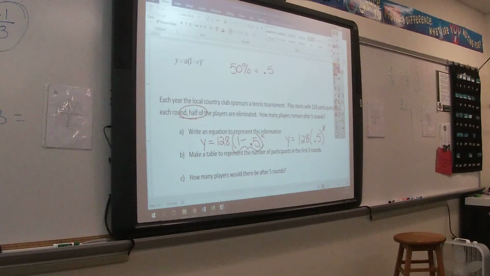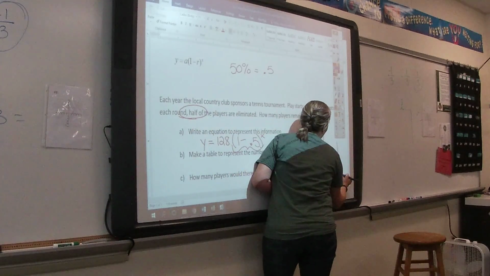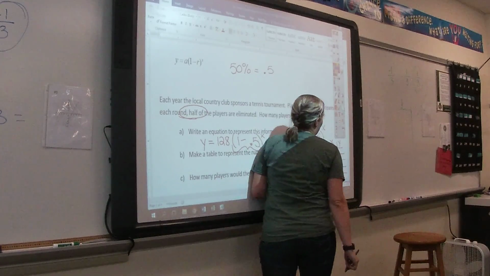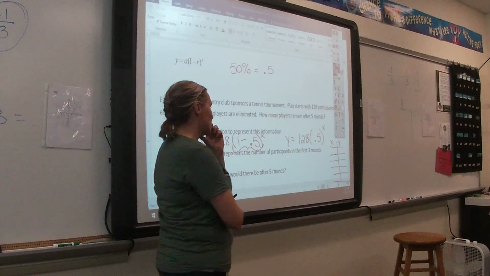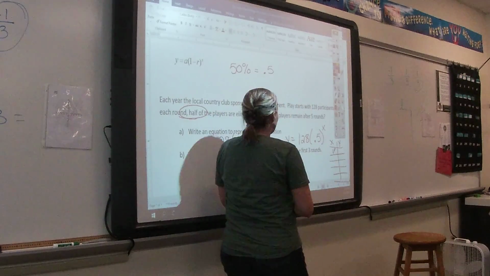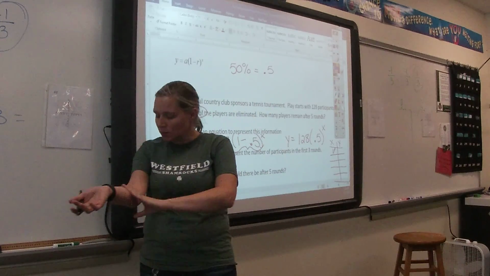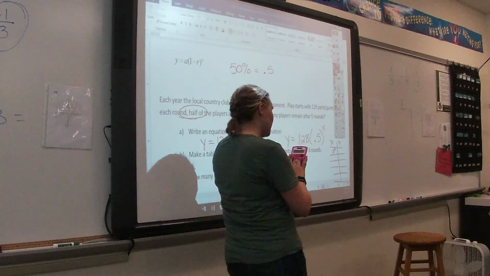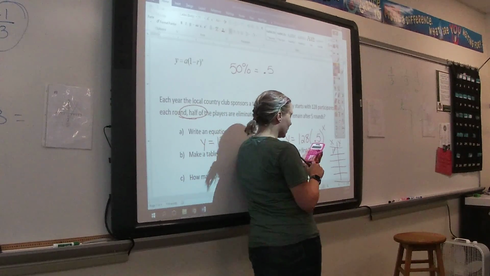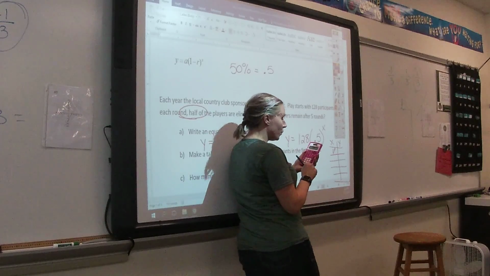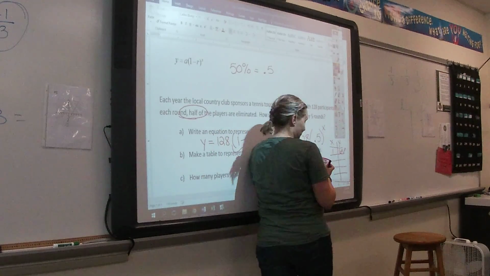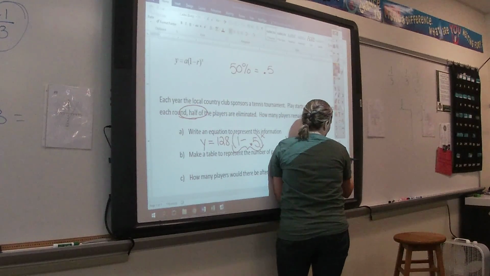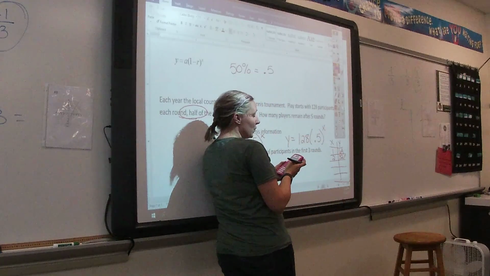So now we can make a table and start calculating each round. After 5 rounds is what it says. So after 1 round, 64. We'll put it into our calculator. We'll type in the equation just like we see it. So we'll say 128 parenthesis 0.5 up carry 1. It'll be 64. Then we'll put in 2. 32. Then we'll put in 3.